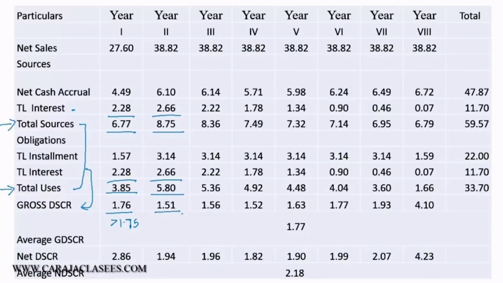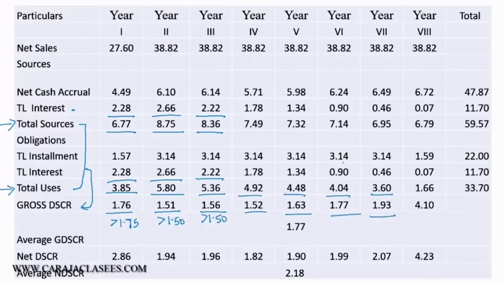But still this is okay for that bank because it is greater than 1.5, because I told you this bank accepts DSCR at 1.5 level. Year 3, 8.36, whereas total uses are 5.36. So 8.36 divided by 5.36, it is 1.56. That is the DSCR. It is also greater than 1.50. And if you notice, every year the ratio is maintained above 1.5.